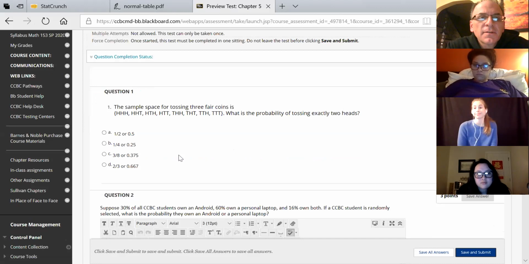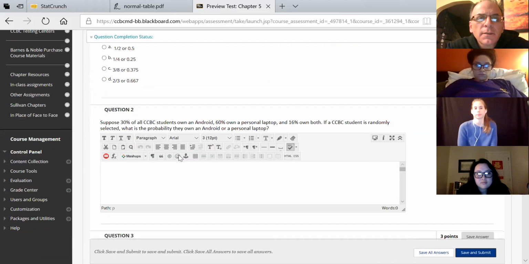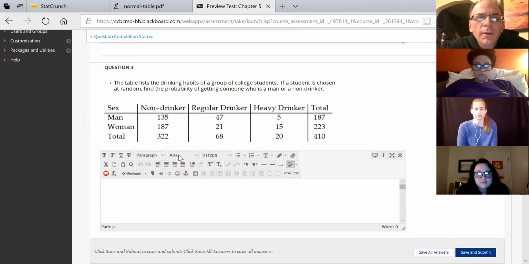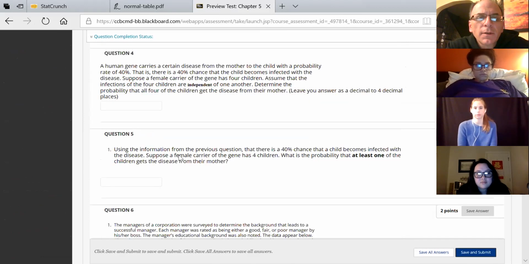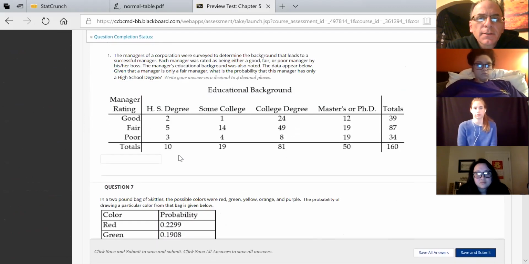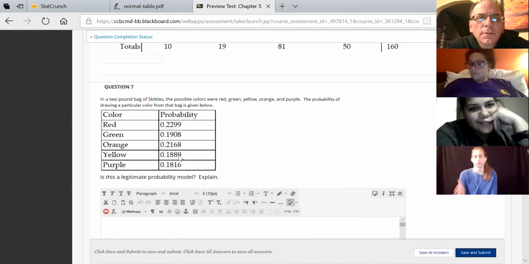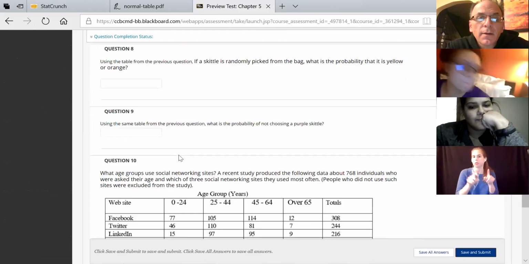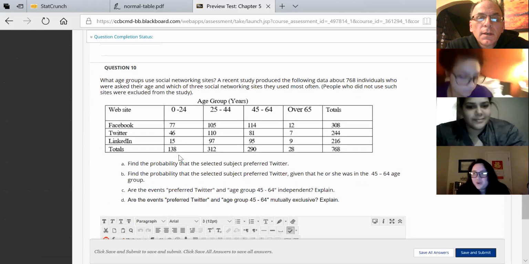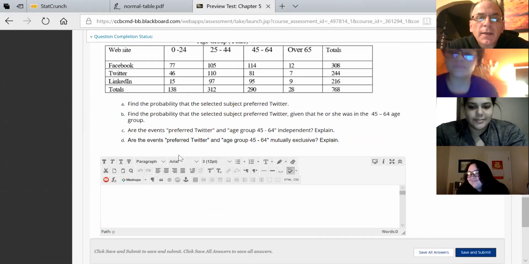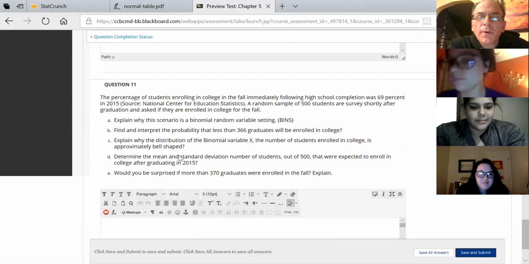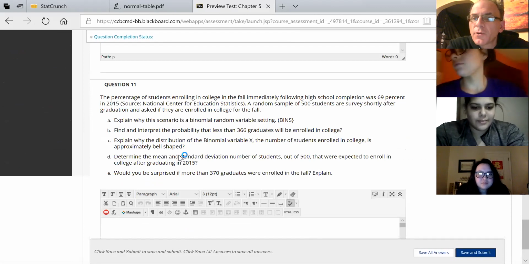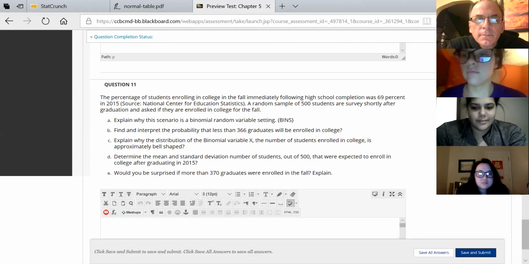So that's there. Sample space, let's see, 2, probability, 3 was a probability question, 4, 5, 6, 7, Skittles. 8 was about Skittles, 9 was about Skittles. 10, we've got a 2A table, and number 11 was the only one I asked you that has a binomial question in it. And that's it.